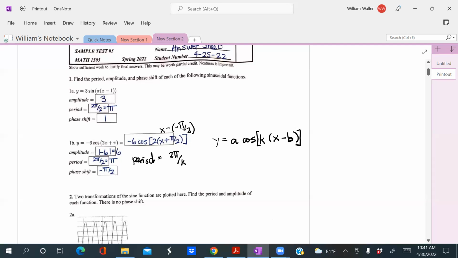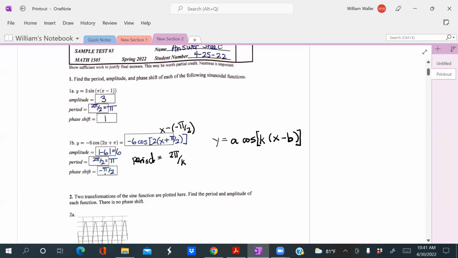And then we can see that the b value is actually minus pi over 2, not positive pi over 2. So our phase shift is minus pi over 2. And then, of course, we can just use our knowledge of transformations to understand better at least what the graph of this sinusoidal curve is going to look like.